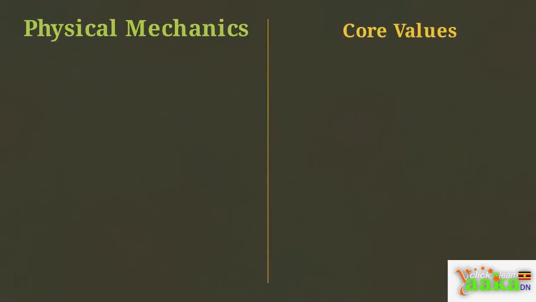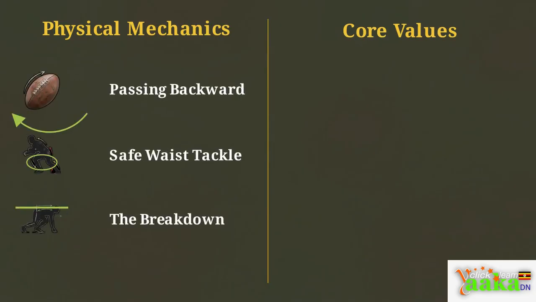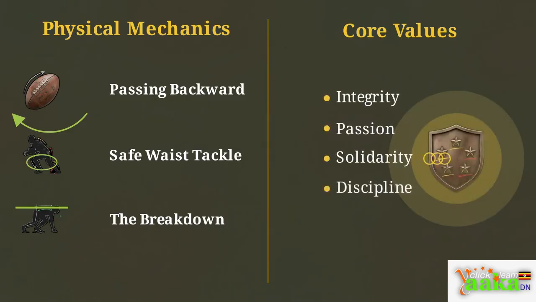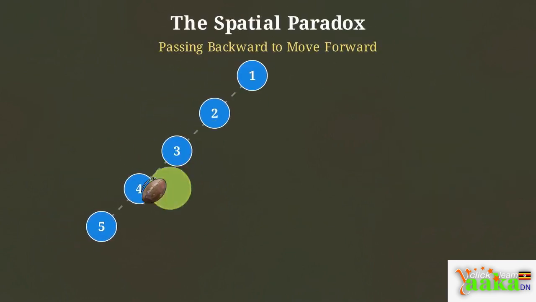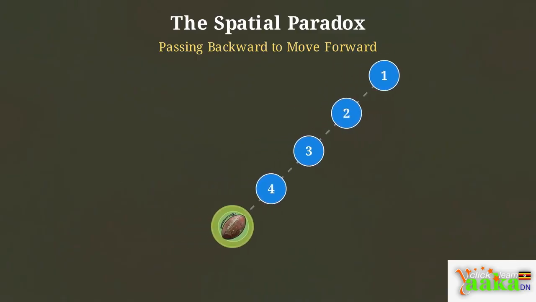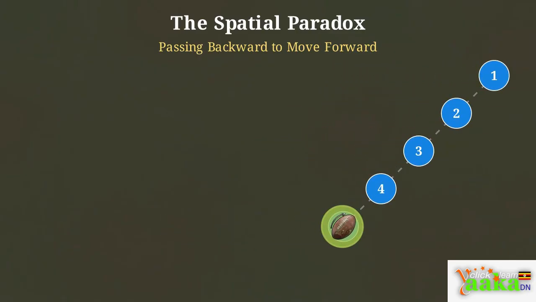This table summarizes the lesson. We have the three physical mechanics: passing backward, tackling at the waist, and the release at the breakdown. These are supported by rugby's core values: integrity, passion, solidarity, discipline, and respect. When every pass must go backward and every tackle requires a support runner, the mechanics of the game make individual success impossible without the coordination of the entire team.